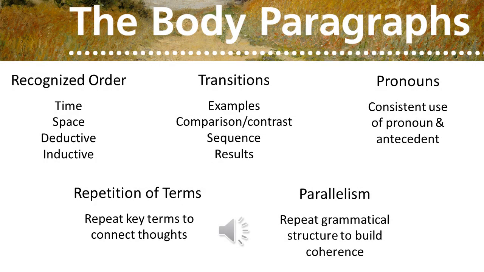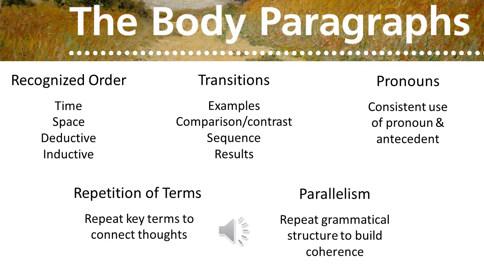Okay, and this simply repeats what I said before, but I can go into a little bit more detail. Recognized order, which was the first option on the previous slide. There are four basic types of order for paragraphs. I'll talk more about them in some detail with examples in a little bit. But space, time, deductive, and inductive order.